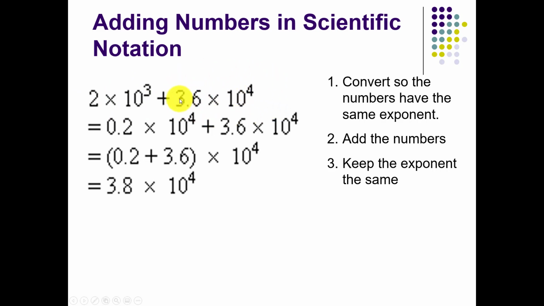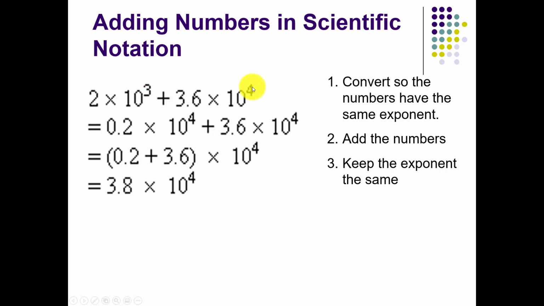Before I can add these numbers, I need to make their exponents the same. This is like adding fractions. If you have 1 over 4 plus 1 over 5, you can't add them until they're both 1 over 4 or 1 over 5. You have to convert the fractions, and we're going to have to do that here. It's a little bit easier here because all we have to do is move the decimal to make these equal to each other. And then you also have a choice here.